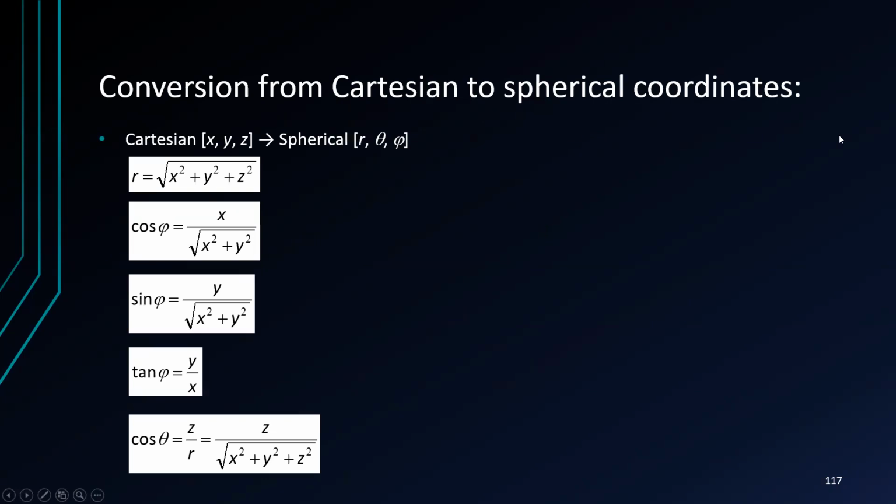Conversion from Cartesian to spherical coordinates. Cartesian is x, y, z to spherical r, theta, P. R is equal to the square root of x squared plus y squared plus z squared. Cosine P is x over the square root of x squared plus y squared. Sine P is y over the square root of x squared plus y squared. Tangent P is equal to y over x. Cosine theta is equal to z over r. Then z over square root of x squared plus y squared plus z squared. So, makuha mo na yung mga angle.